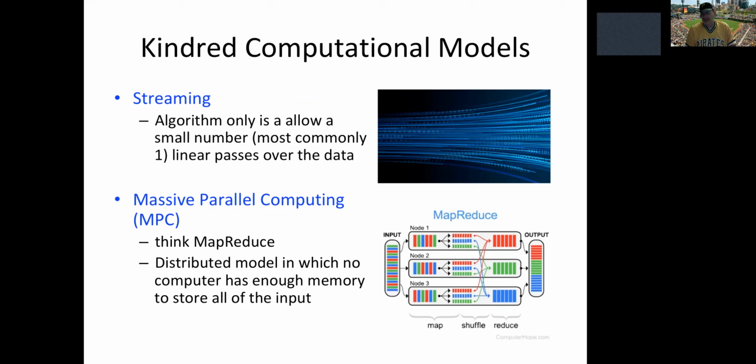So, in some sense, the kindred models that we take inspiration from are the streaming models, where you only take a small number of passes, often only one pass, of the data and try to compute something. And the MPC model, where the data is too large to fit in one computer, so each computer can only see some small fraction of the data, right?